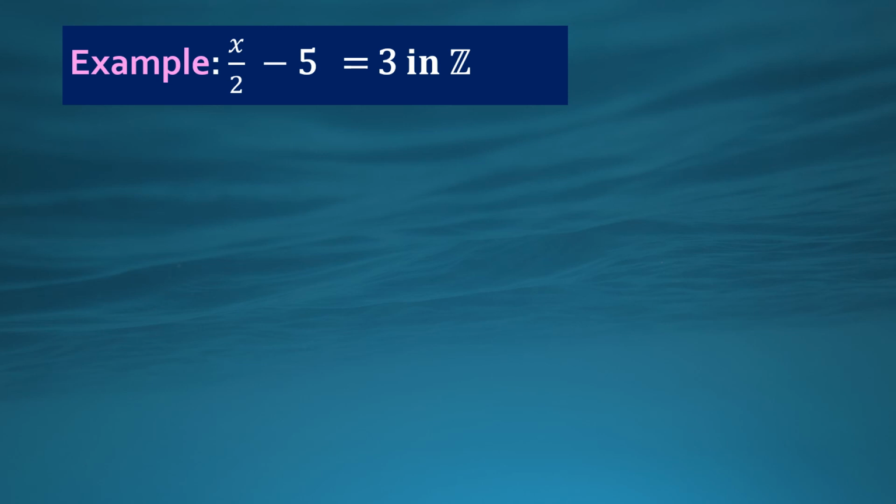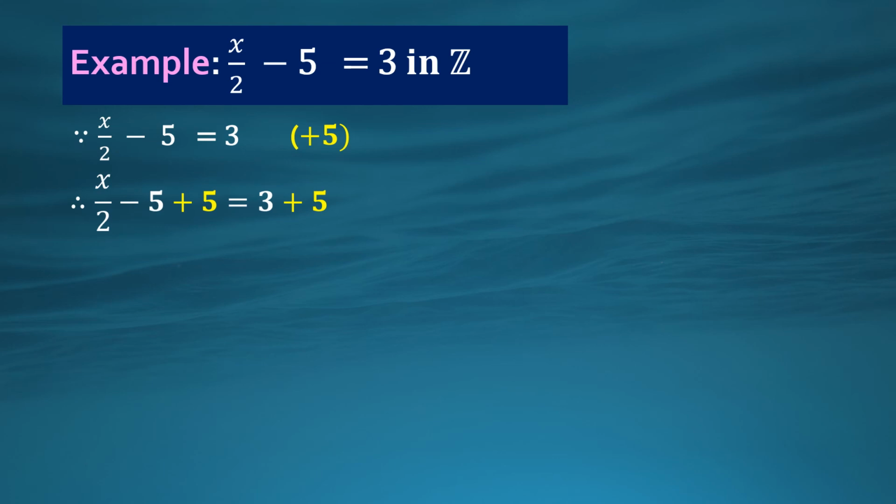Find the solution set of the equation x over 2 minus 5 equals 3 in Z. Since x over 2 minus 5 equals 3, that means you will add 5 to both sides. So x over 2 minus 5 plus 5 equals 3 plus 5. And you will cancel 5 with negative 5 to get the left side x over 2. And the right side will be equal 8.